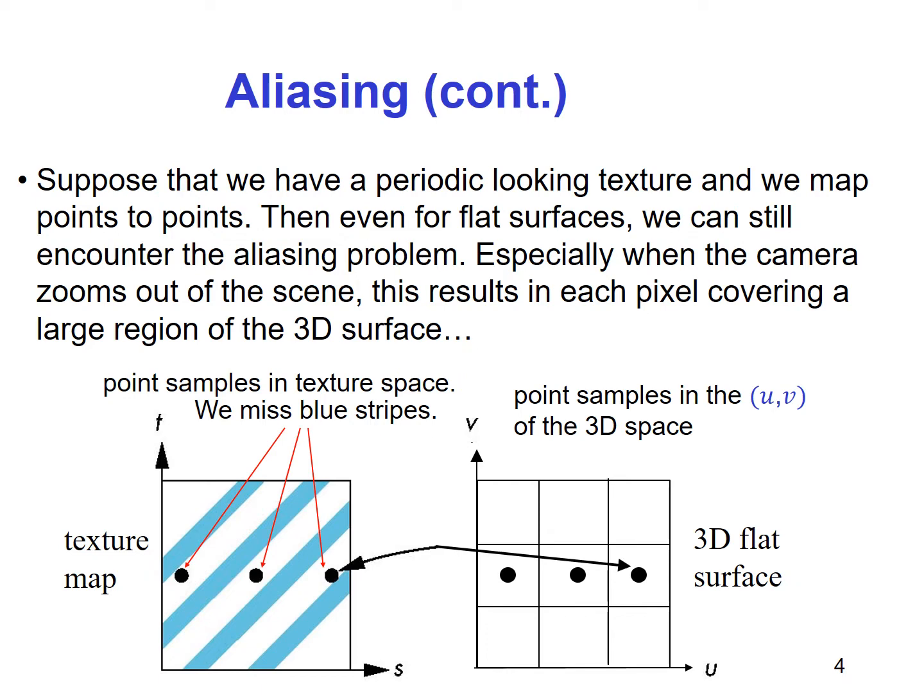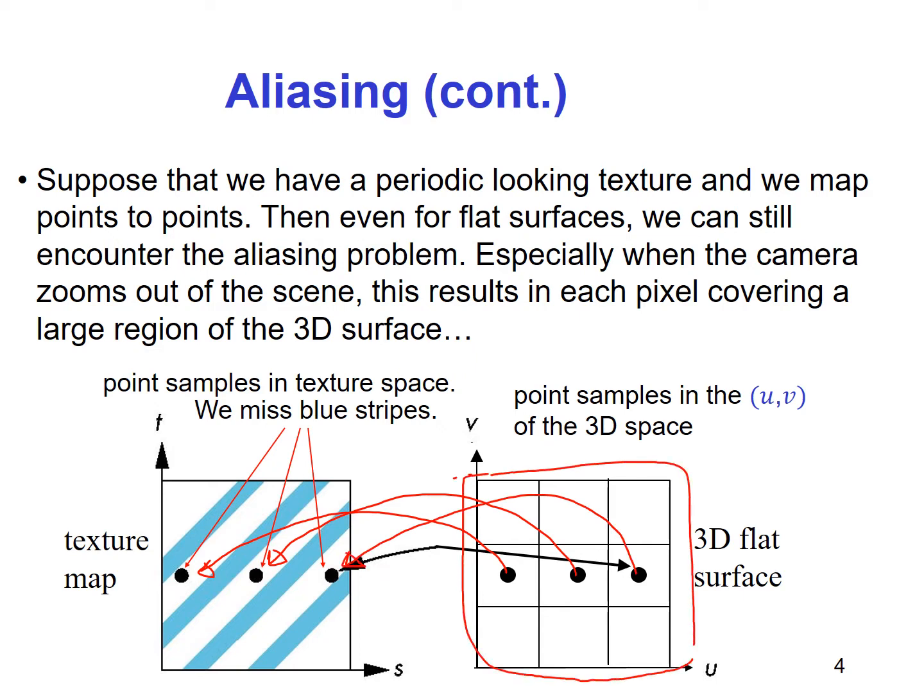Then even for flat surfaces, we can still encounter the aliasing problem, especially when the camera zooms out of the scene. This results in each pixel covering a large region of the 3D surface. If you look at this example, if we zoom out sufficiently, all these points might correspond to white regions on the texture. Hence, we will only see a white color on the surface of the object, missing out on these blue lines.